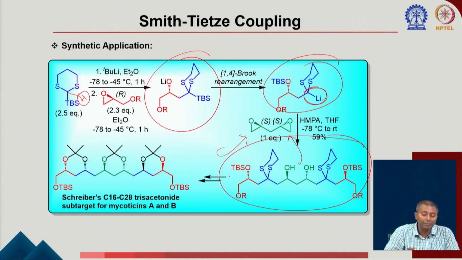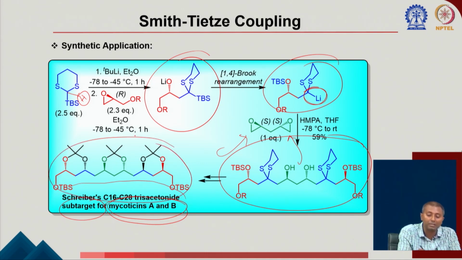Okay. And that can be used for the C16 to C28 subtarget synthesis of mycoticin A and B. So this is the natural product, and this is the particular fragment which was synthesized using the Smith-Tietze coupling protocol.